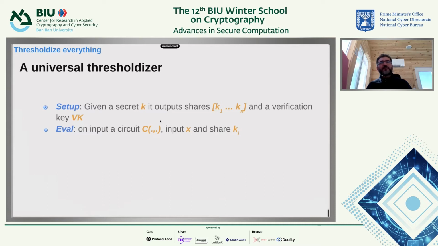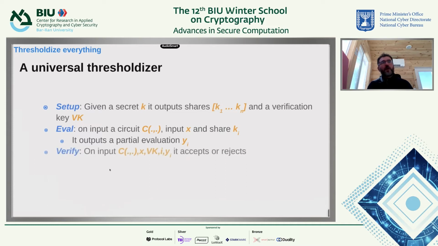Now, once you have done this, you have a circuit. This is your cryptographic algorithm. Think of it as a signature, which takes input X, which is your message, for example, and the share of your secret key. What you're going to do locally, requiring no communication, is output a partial evaluation of the circuit. Then there's a verification algorithm that verifies that this partial evaluation is correct. You want to think of this partial evaluation as including some sort of proof of correctness.